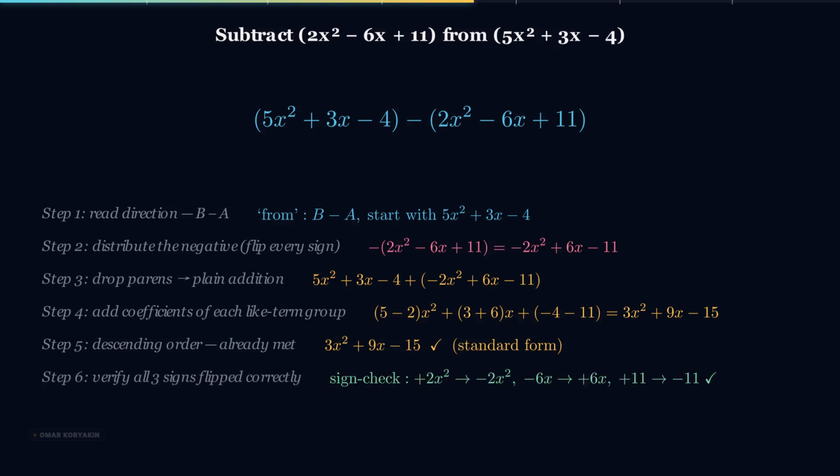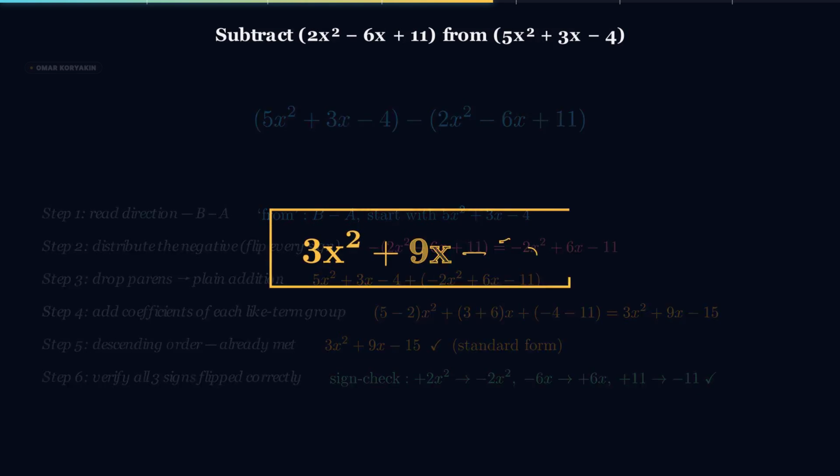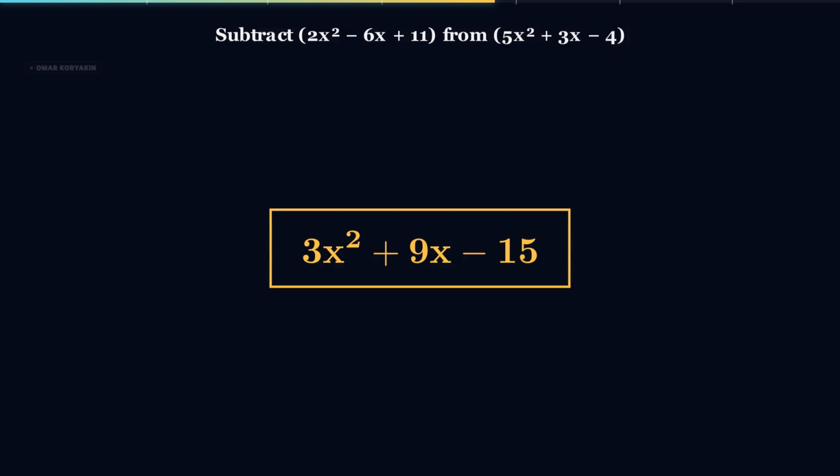Step 6. Verify the work by spot checking signs. The most common mistake in subtraction is forgetting to flip a sign during the distribution step. Recheck each sign of the second polynomial. Plus 2x squared went to negative 2x squared, yes. Negative 6x went to positive 6x, yes. Plus 11 went to negative 11, yes. All three flipped correctly, so the answer is verified. So the difference is 3x squared plus 9x minus 15.